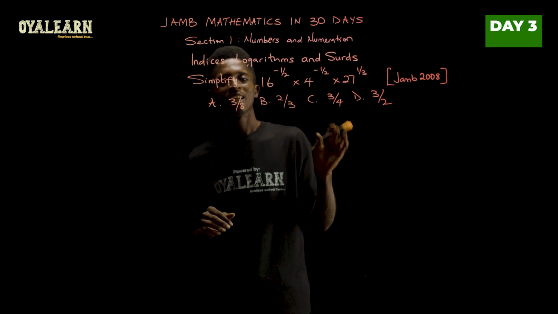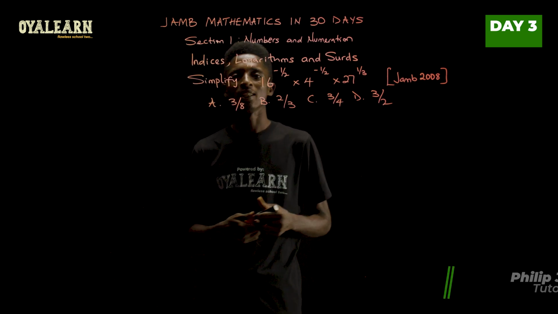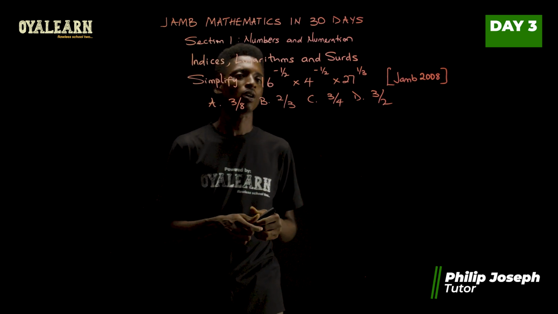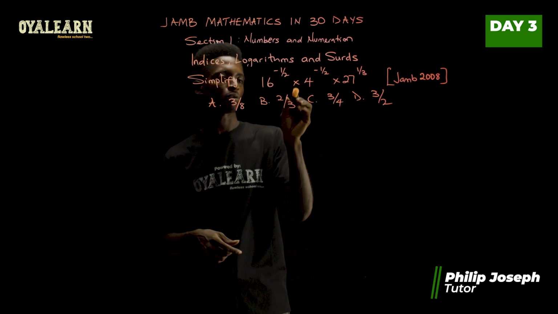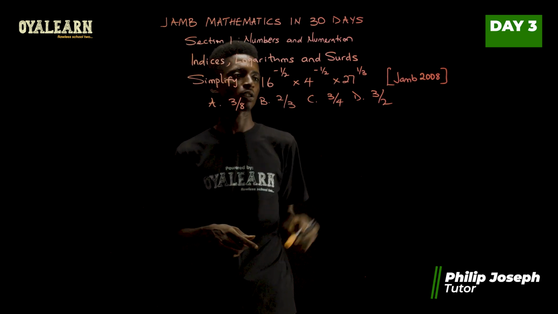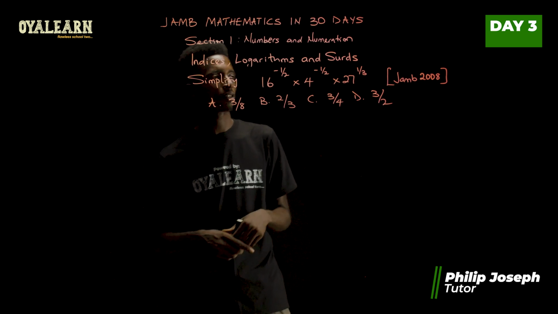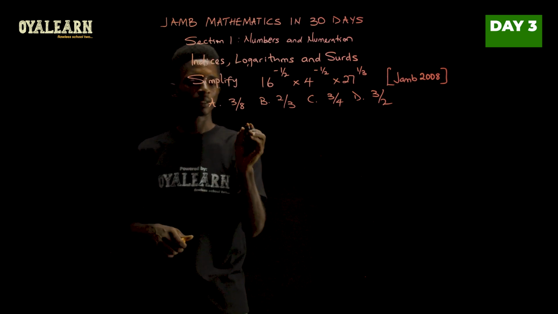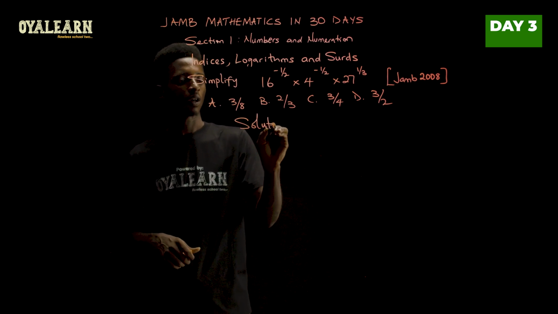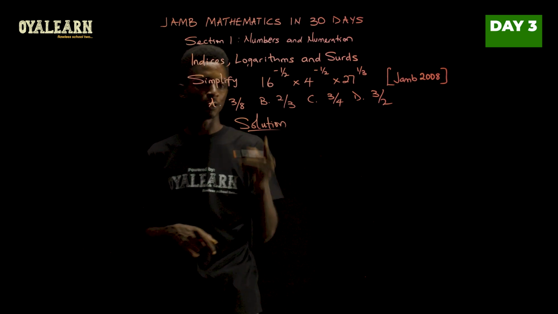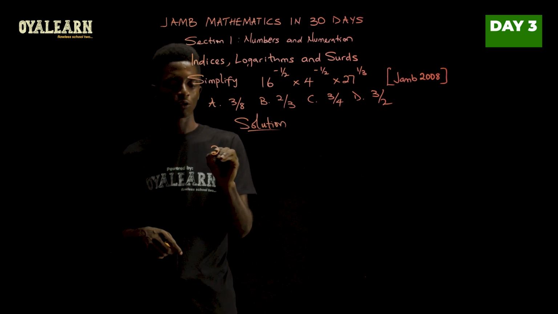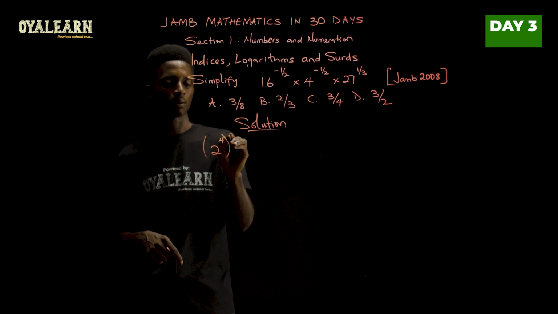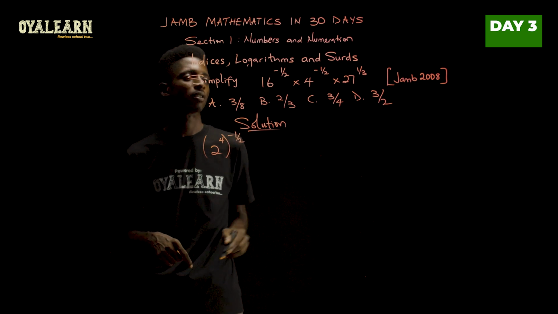Let's solve this indices problem from Jamb 2008. Simplify 16 with the power of 1 over 2 minus 1 over 2 times 4 power of minus 1 over 2 times 27 power of 1 over 3. Now, to simplify this, we have to bring them to the smallest base possible first. So for 16, you would have 2 with the power of 4 to make 16. So all of this raised to the power of minus half.